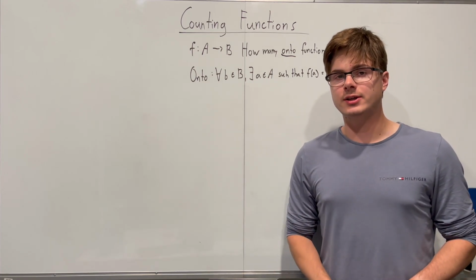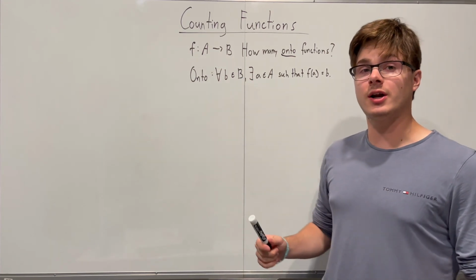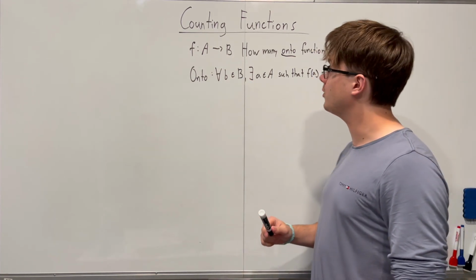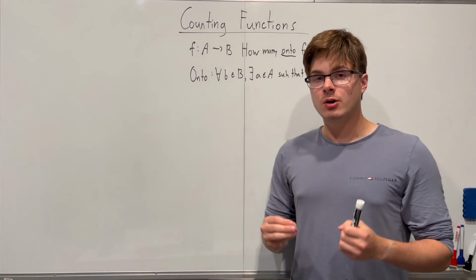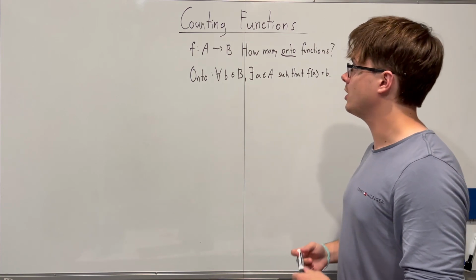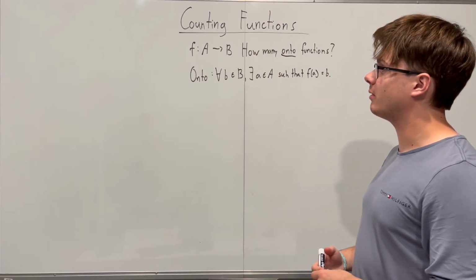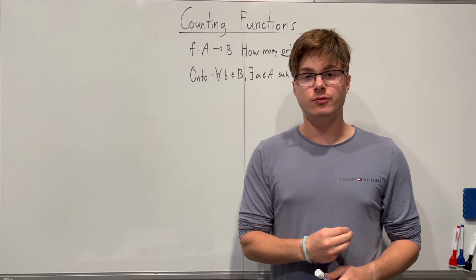If you have two finite sets, A and B, where A is your domain and B is your codomain, how many onto functions can you create between the two sets? Well, in order to answer this counting problem, we need to understand what an onto function is.